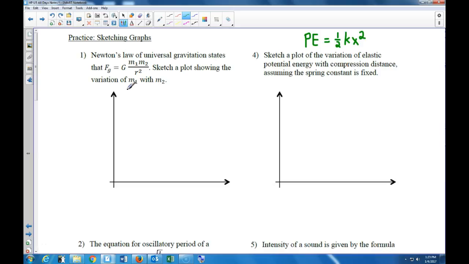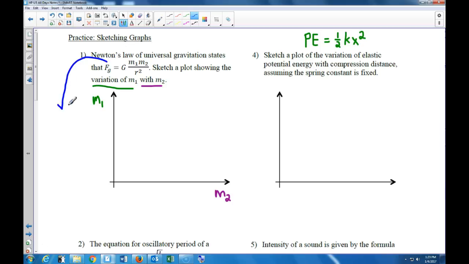In this video, we're going to learn how to sketch graphs using knowledge of proportionalities. So here we've got a question. They list Newton's law of universal gravitation. Even if you don't know this law, that's okay. They say to sketch a plot showing the variation of m1 with m2. Whenever they say how m1 varies, or the variation of m1, that means m1 is on the y-axis. And when they say with m2, m2 then is on the x-axis. That's how we decode this writing.